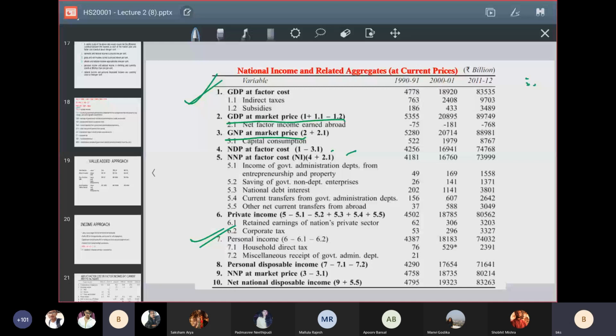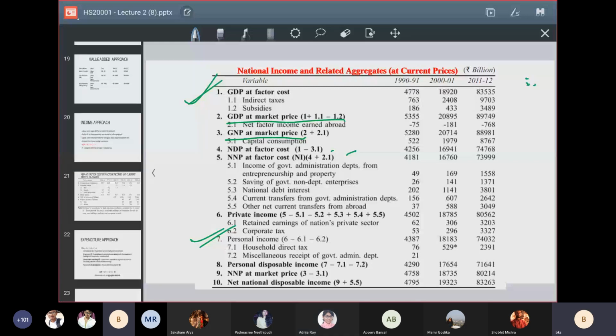Is there any specific reason for the negative values of net factor income earned abroad? What do you mean by this net factor income and abroad? Thank you for the question. Actually, nobody asked, so I didn't get into that.